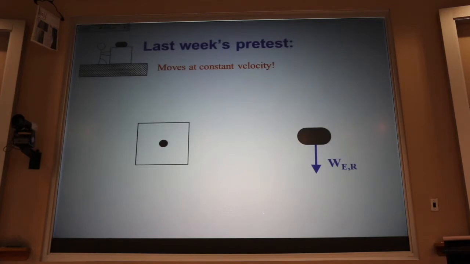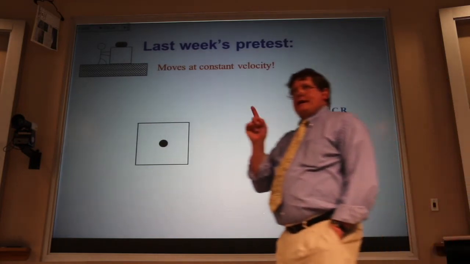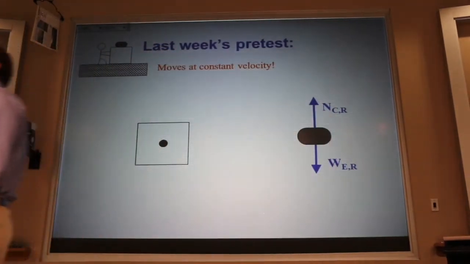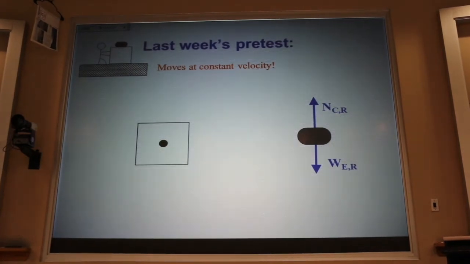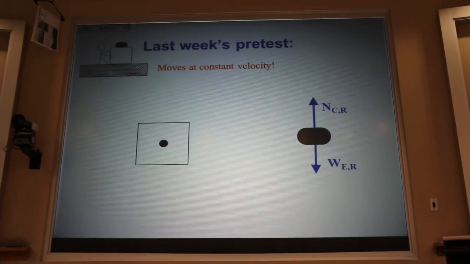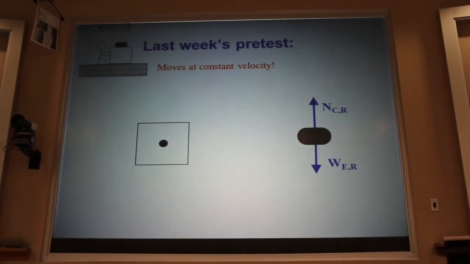The crate. Does it push or does it pull? It's not a string, not a rope, not a chain, so it pushes. Whenever one thing pushes on another, there will always be a normal force. There may also be a friction force. Here's the thing. If there's a friction force, there's only one friction force. I've only got one more force in my quiver here. Okay? That friction force can either point to the right, to the left, or it can be zero.